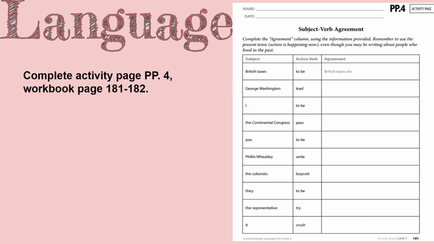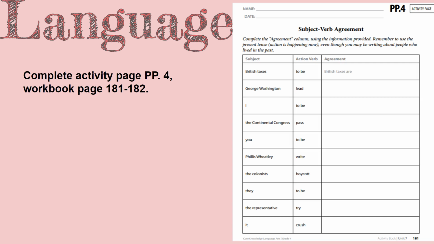All right, we're going to ask you now to open up to workbook page 181 and 182, pausing point 4, and we're going to practice some subject-verb agreements. So the directions read, complete the agreement column using the information provided. Remember to use the present tense, action is happening now, even though you may be writing about people who lived in the past. So we're going to act like it's happening today.